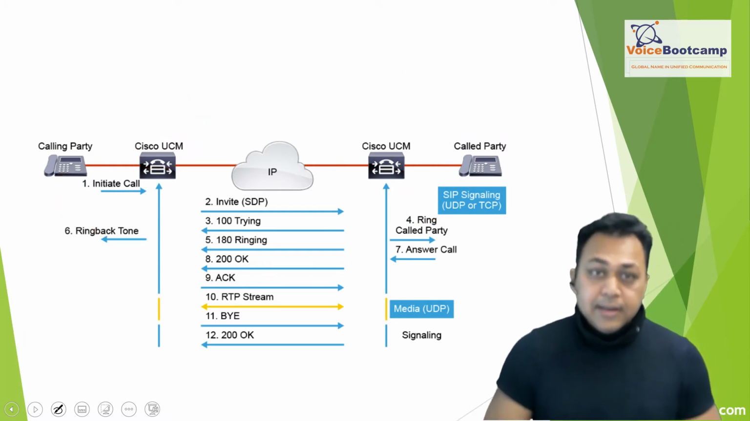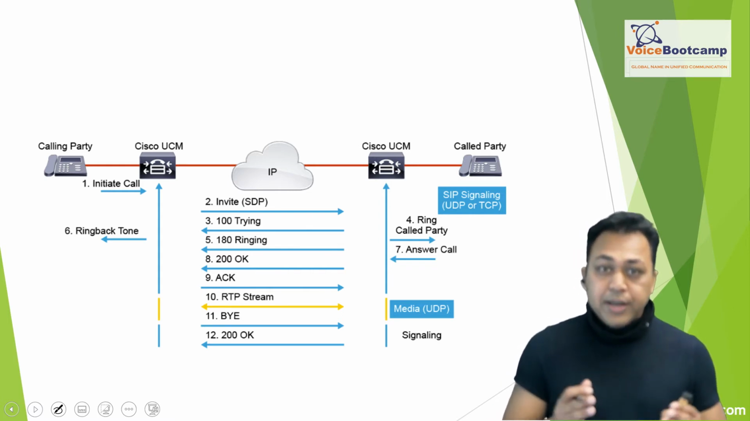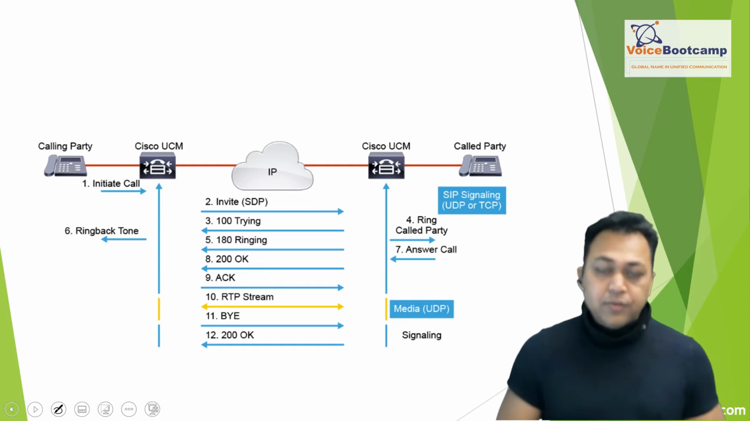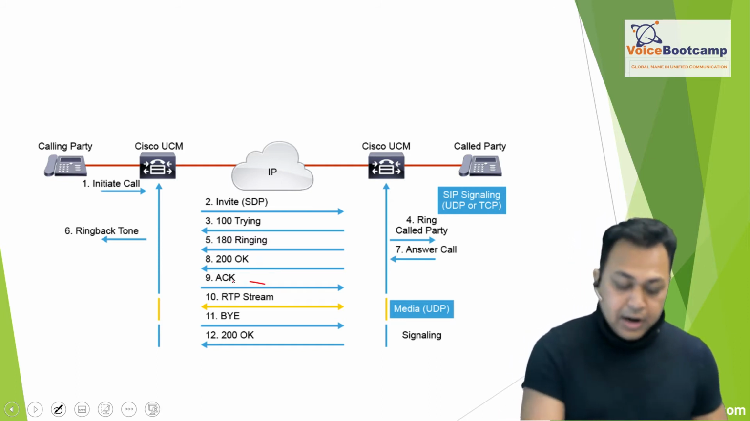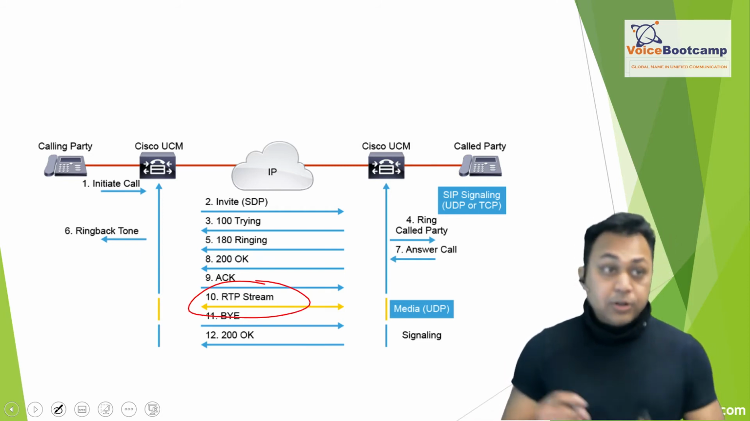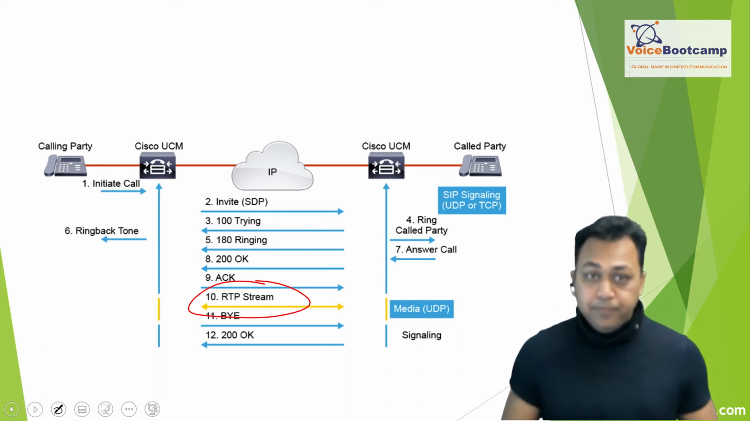Now, step number 10, at this point, the user agent client and user agent server have all the information that is required to establish an RTP stream. So they're going to negotiate the port number, RTCP port number, and so on between them.